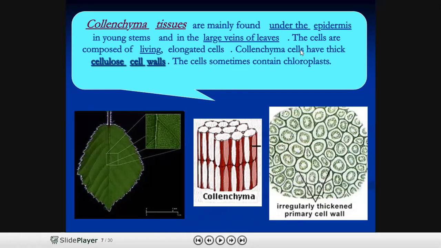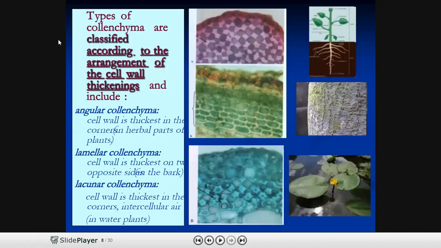Next property: collenchyma has a thick cellulose cell wall. If you see here, these are the cells in the surface view, and they have a thickened cell wall. This thickening is because they are made up of a large amount of cellulose. As well, in the cell cytoplasm there is a presence of chloroplasts. So we call it collenchyma. It provides support as well as photosynthesis.